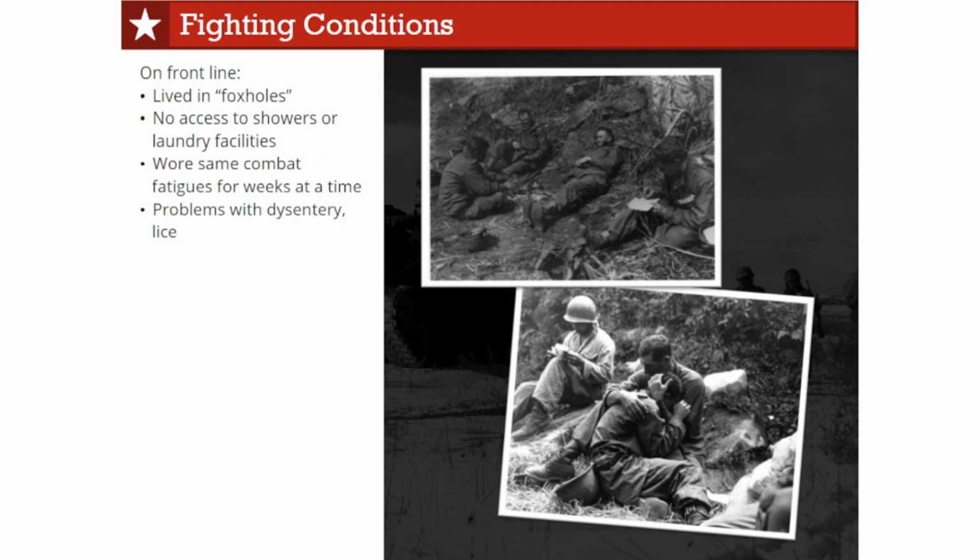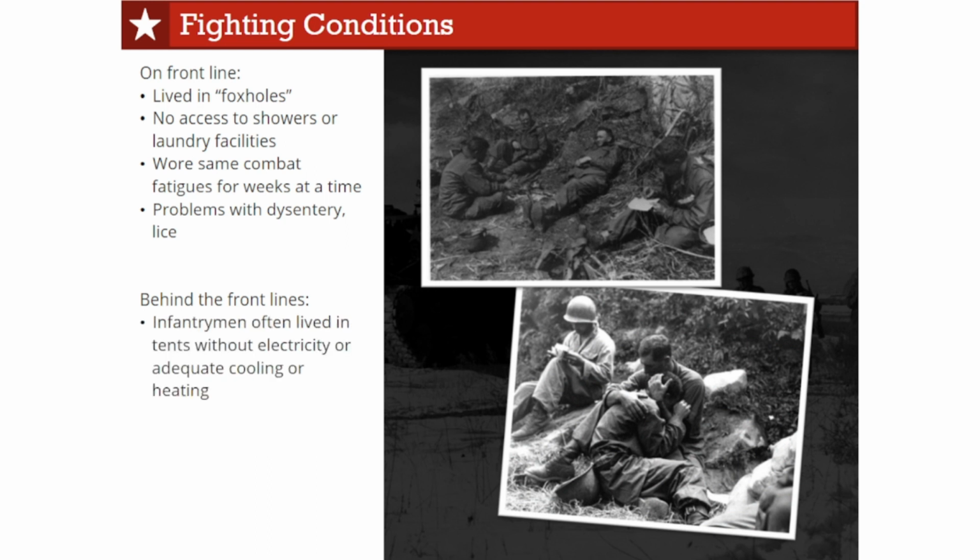Some soldiers suffered with dysentery, lice, and coughs that never went away. The living conditions behind the front lines weren't that much better. Soldiers often lived in tents without electricity and adequate cooling or heating, and showers and latrines were outside. These were miserable to use, especially in winter.